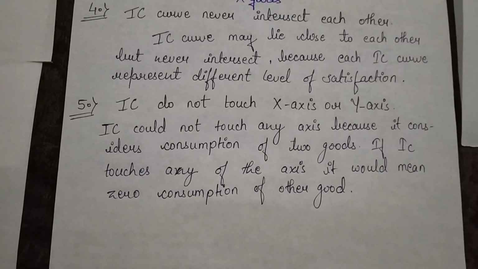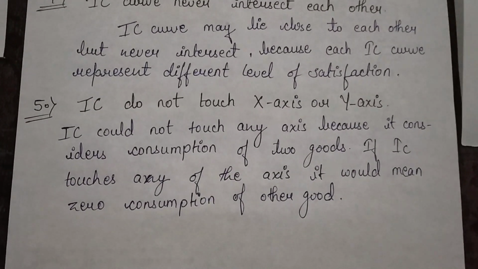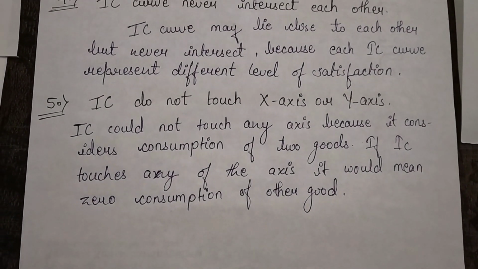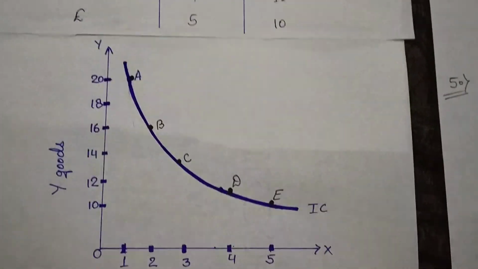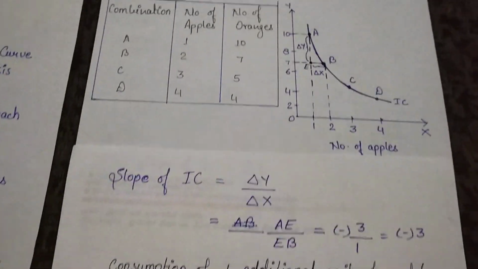Okay. Now the fifth and last property is that IC does not touch the x-axis or y-axis. Look here in the diagram. The IC is neither touching any axis. In every diagram, IC is not touching.